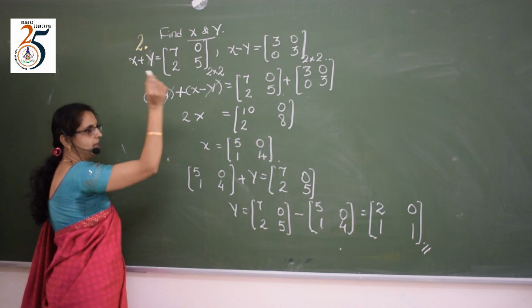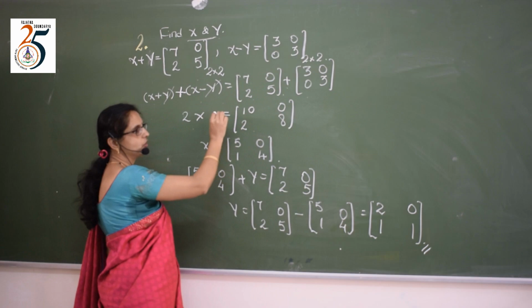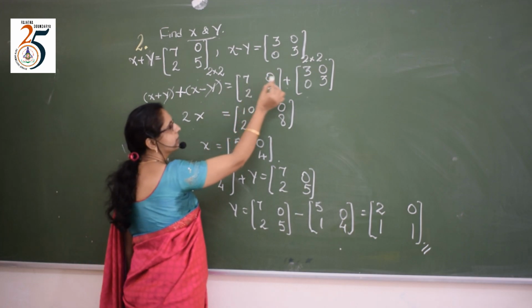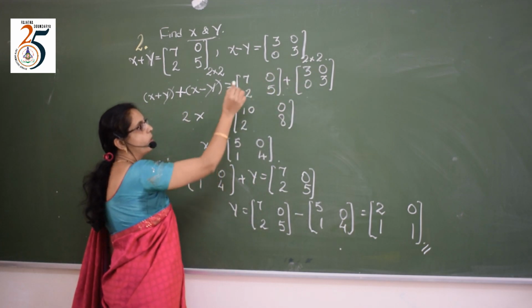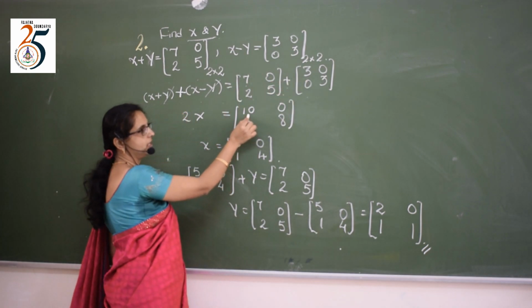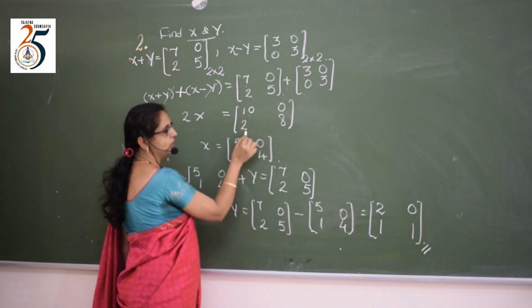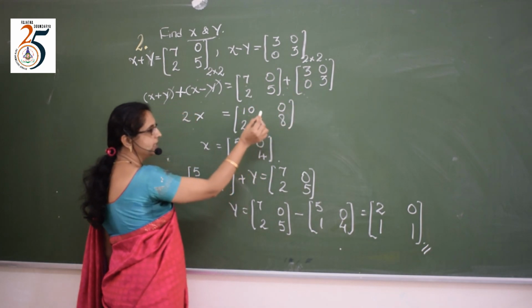On the same basis, now let us shift to our RHS part. Adding. What do you mean by adding? Just now we have come across it. Add the corresponding elements. 7 plus 3 is 10. 0 plus 0 is 0. 2 plus 0 is 2. 5 plus 3 is 8.